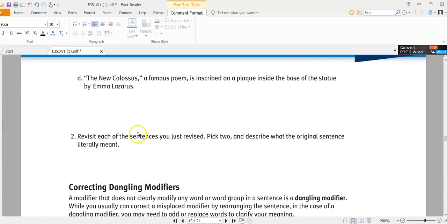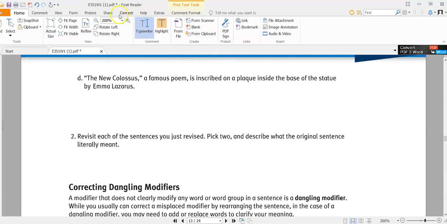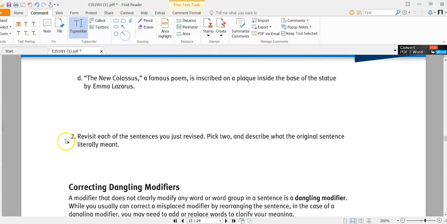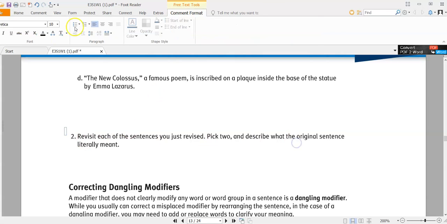So revisit each of the sentences you just revised. Pick two and describe what the original sentence literally meant. So we're not going to do that because I basically already told you. So we're going to scratch that out. Hold on.